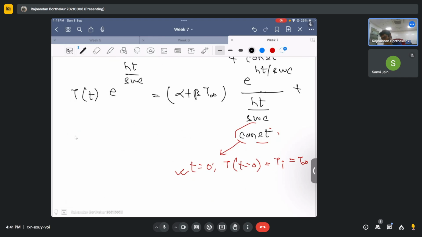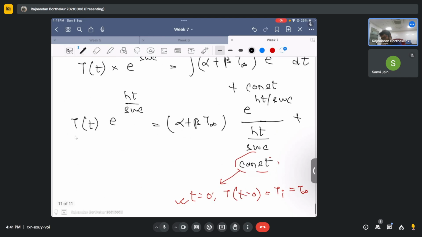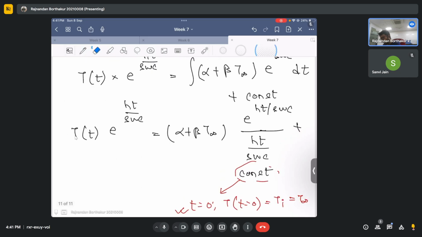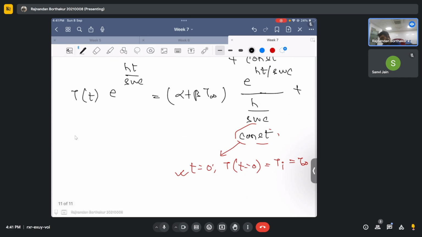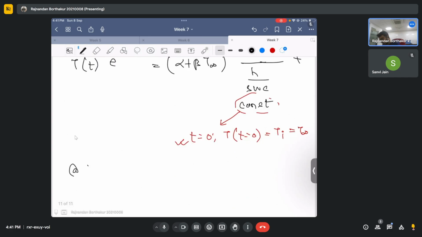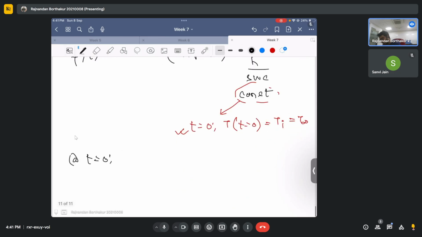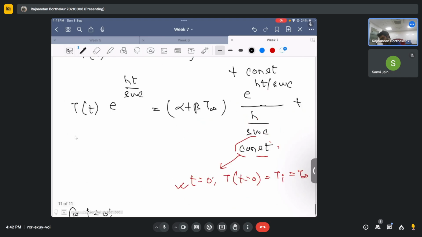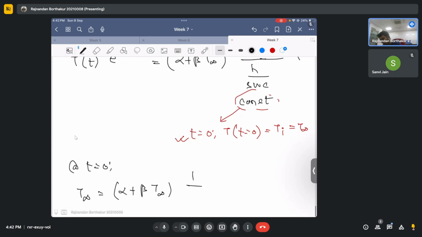Did I make a mistake here? Okay, yes. There won't be a time here, right? There won't be t here because it's just the constant part that will come out of this integration. So what I was saying is that if you put time t equal to 0, e power 0 is just 1. So let's do it. At t equal to 0, what is your constant? e power 0 is just 1, and your T is just T infinity. So this becomes T infinity, and this is alpha plus beta times T infinity, which you already know. And then this becomes 1 by h by rho WC.